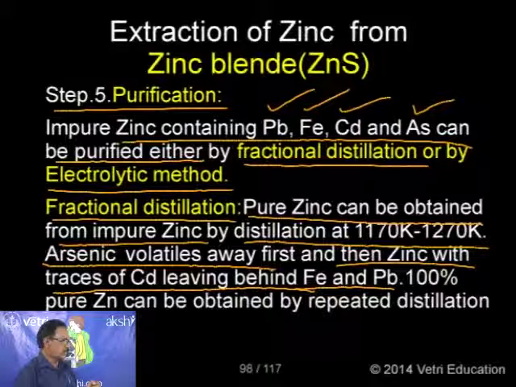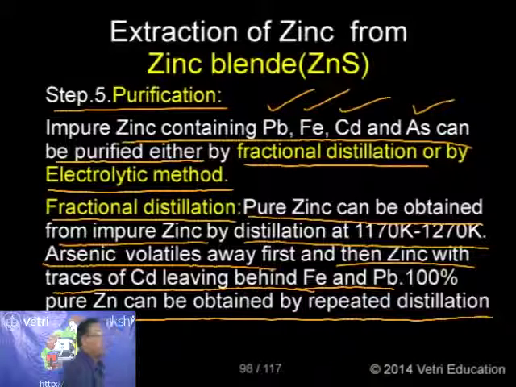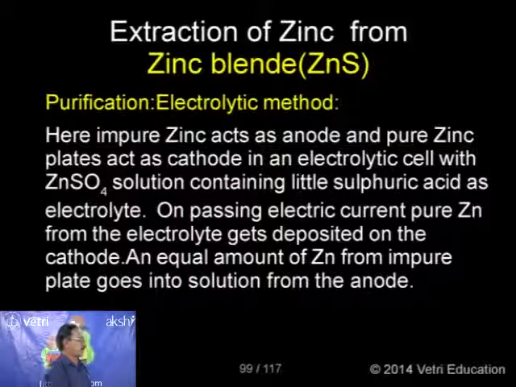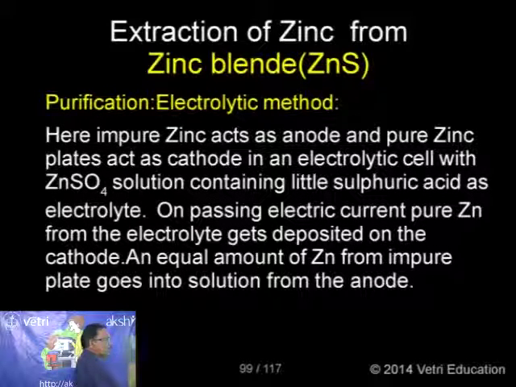So first arsenic goes away, then zinc along with traces of cadmium also leaves, leaving iron and lead, which are non-volatile. So what will happen now? 100% pure zinc can be obtained by repeating the same process. By repeated distillation, we can get 100% pure zinc. This is the interesting information regarding extraction of zinc. Okay, that is the first method, distillation.